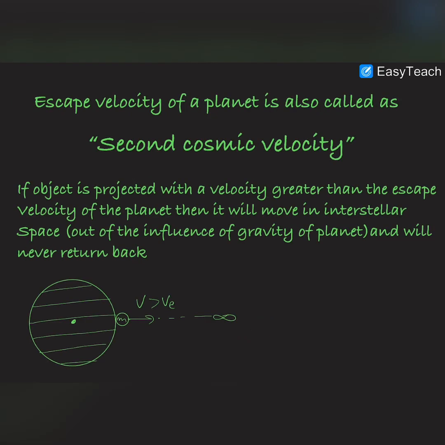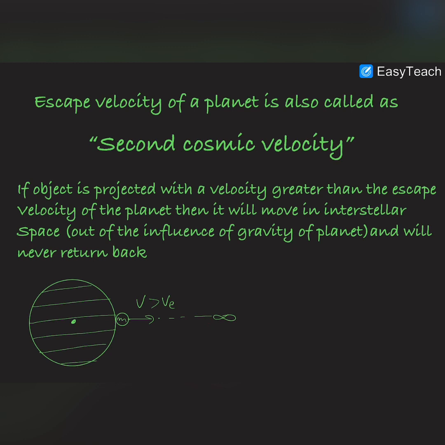Now, escape velocity is also called the second cosmic velocity, as we have already discussed, and now let us discuss the third cosmic velocity. Let us imagine that there is a projectile which is projected with a speed greater than the escape velocity. Then it is 100% certain that it would escape the gravitational pull of that planet, and it would also reach infinity with some finite velocity.